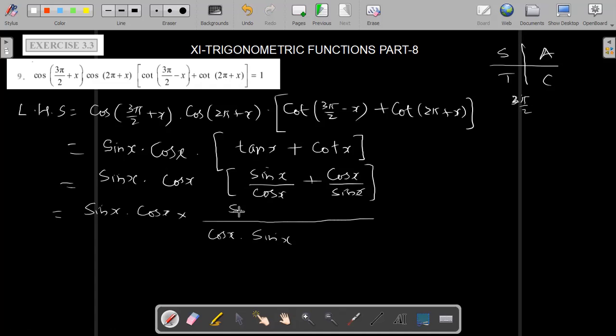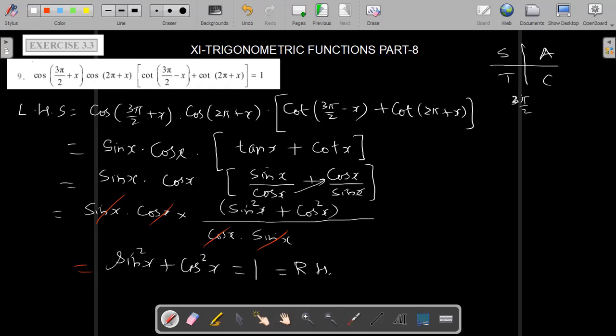Sine will multiply, it will become sine square x in the numerator, plus cos will multiply with cos, cos square x. And this sine cos will cancel. And sine square theta plus cos square theta is equal to 1. You are left with sine square x plus cos square x, and that is your first identity. It is equal to 1, which is the right hand side.